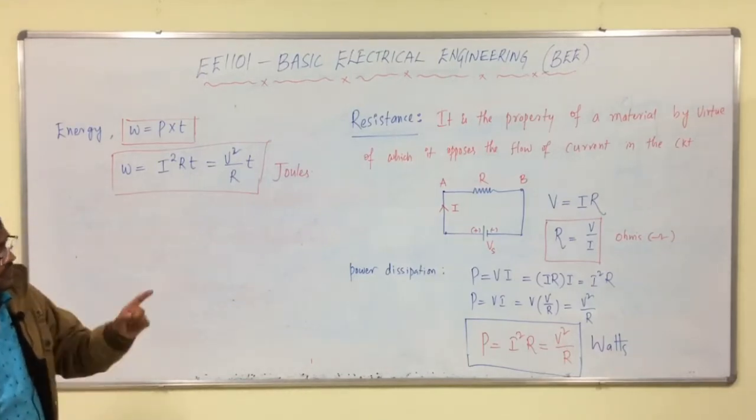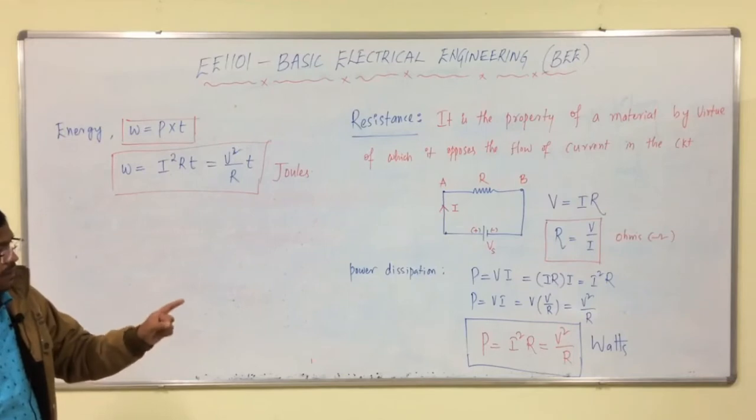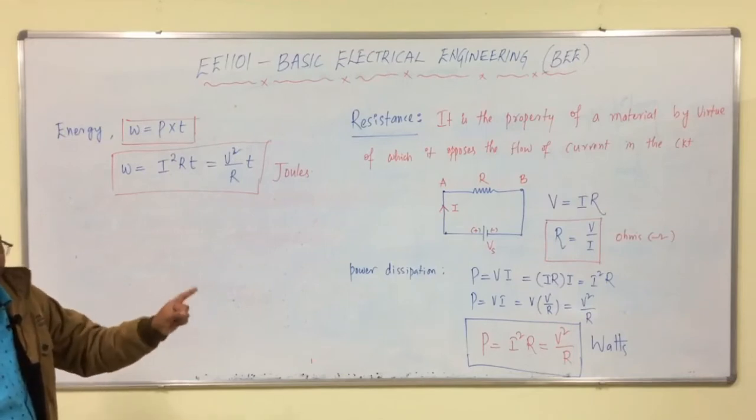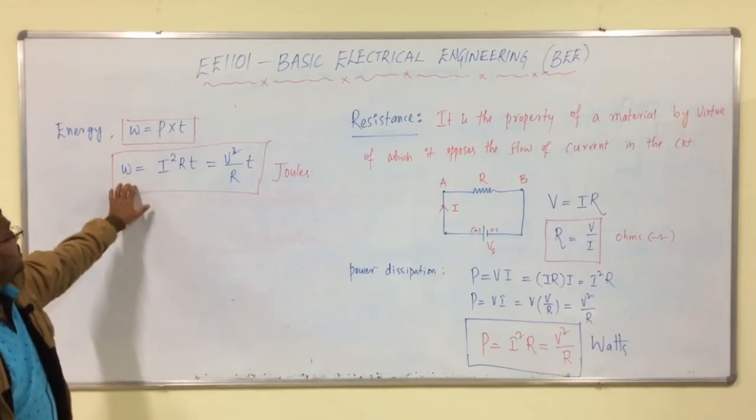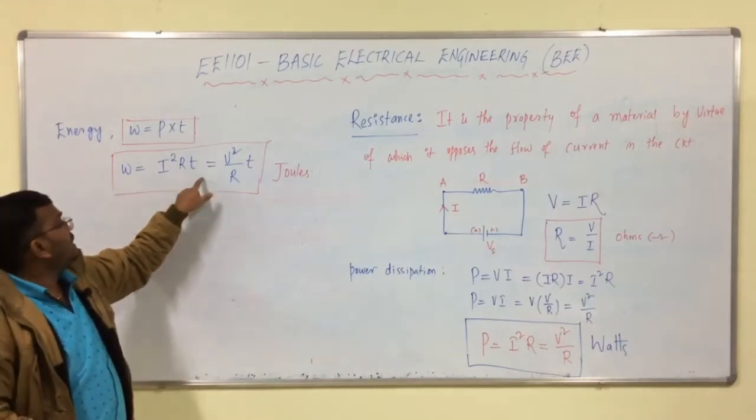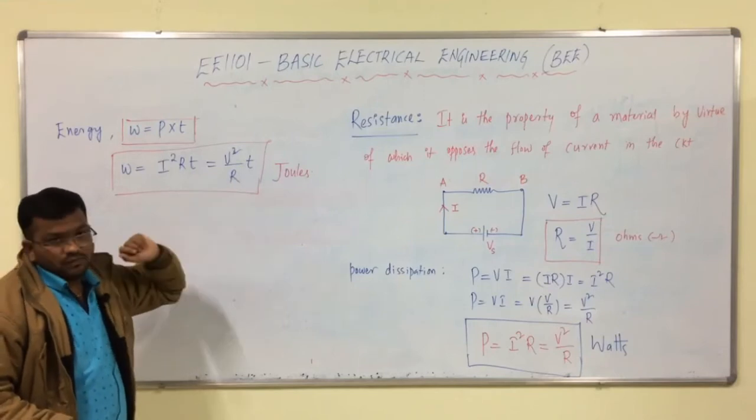Simply, the value of resistor is nothing but V by I, and power dissipation is nothing but I square R, which is equals to V square by R, and the energy is nothing but I square R into T, which is equals to V square by R into T.